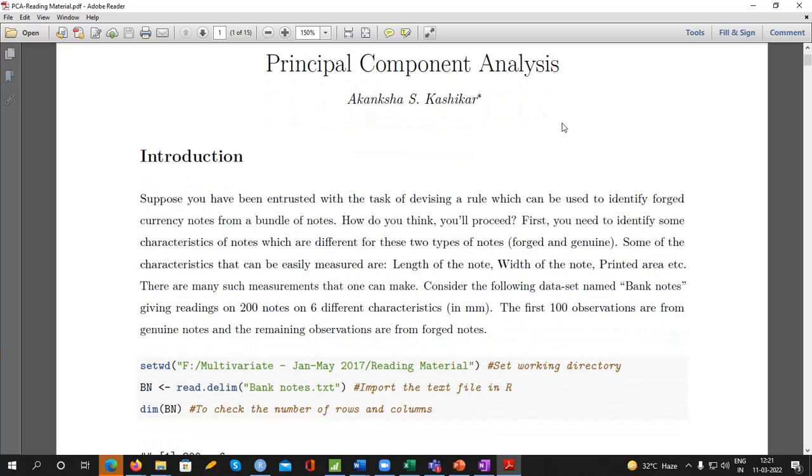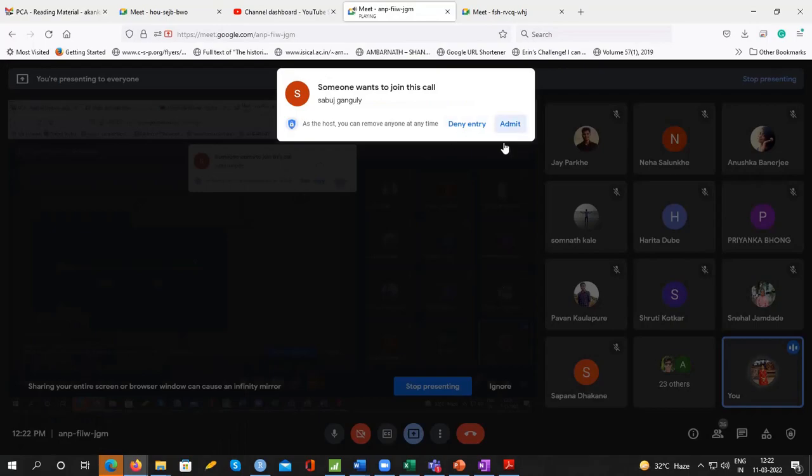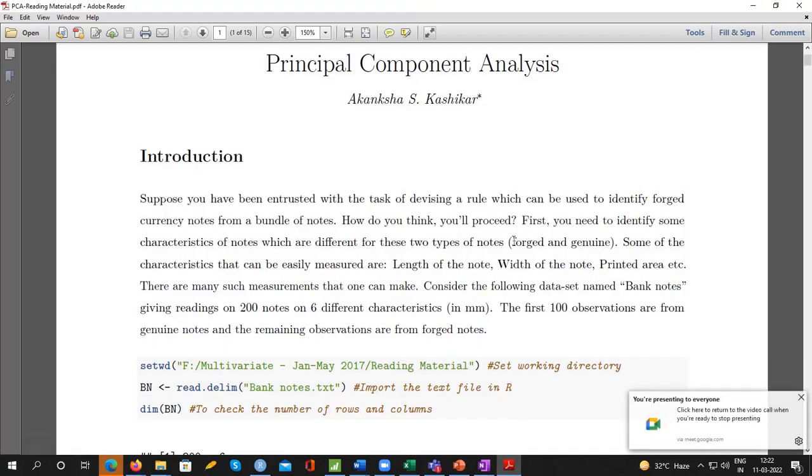Yes, ma'am. Okay, so today we will see some case studies involving PCA. We have already discussed the need of PCA and application of PCA. We have also discussed the mathematical theory involved in PCA. So today we will try to see PCA in practice.